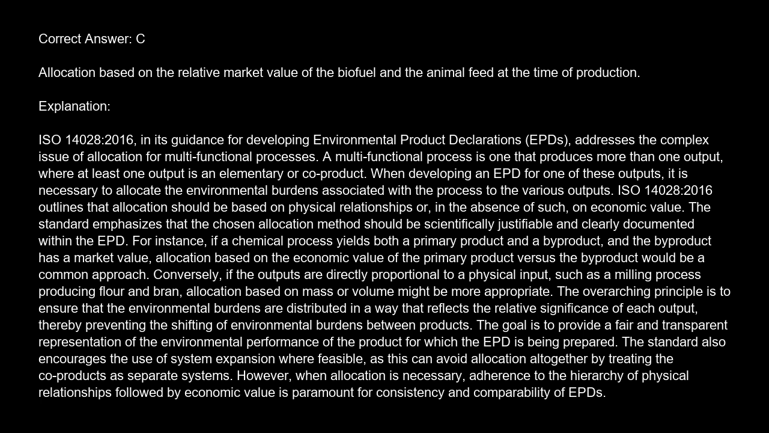ISO 14028-2016 outlines that allocation should be based on physical relationships or, in the absence of such, on economic value. The standard emphasizes that the chosen allocation method should be scientifically justifiable and clearly documented within the EPD. For instance, if a chemical process yields both a primary product and a byproduct, and the byproduct has a market value, allocation based on the economic value of the primary product versus the byproduct would be a common approach.